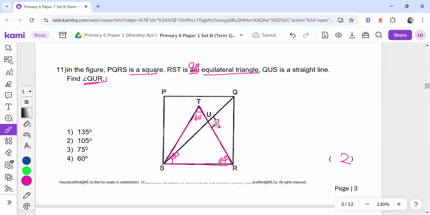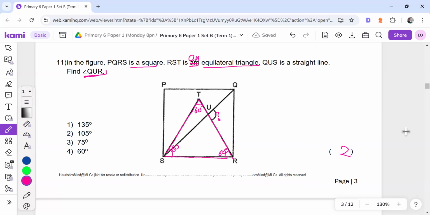Okay, so that's number 1. Number 2 is go and find easy angles. Don't care about the answer. Go and find what other angles you can find. I can find this angle because there is a right angle at the corner of squares.